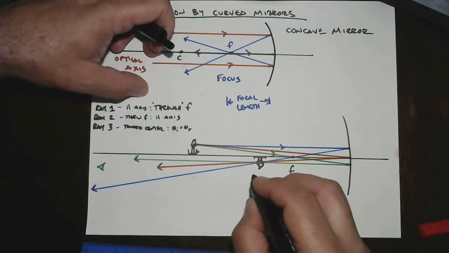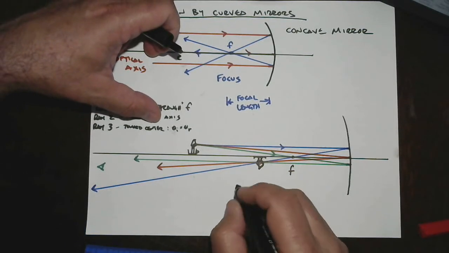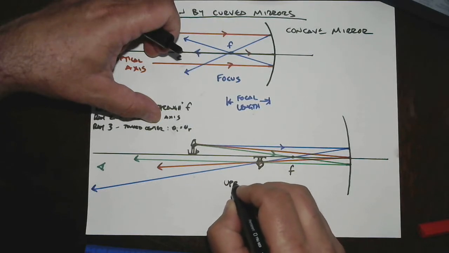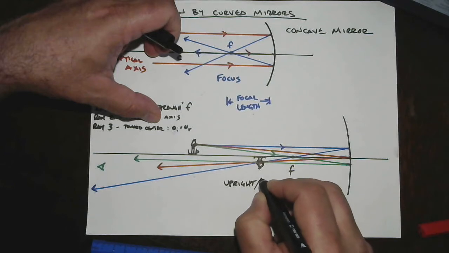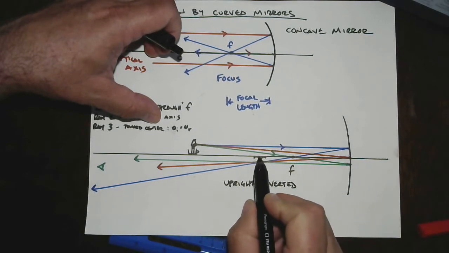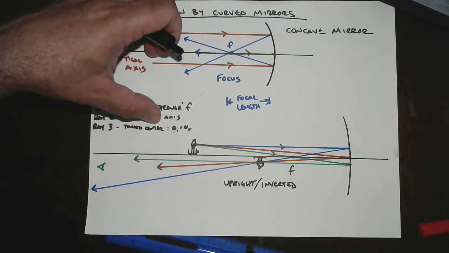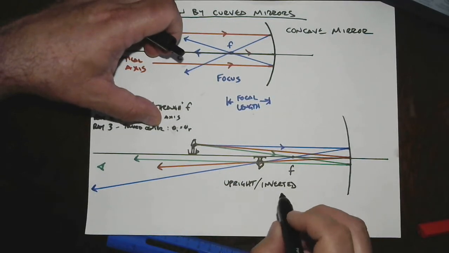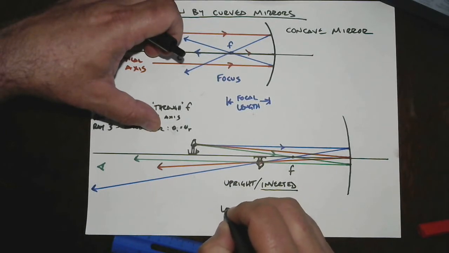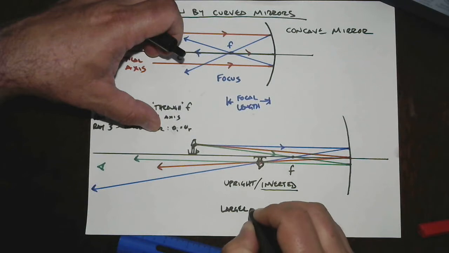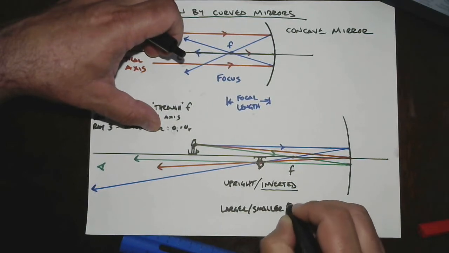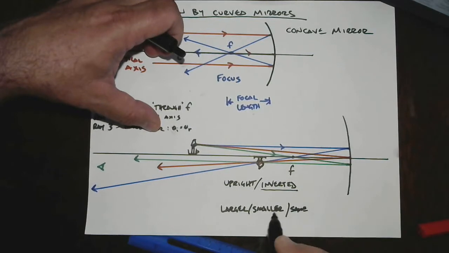So there are some words that are used here. First of all, you can either have an upright or inverted image. In this case, because the crossing happened below the optical axis and the object was above the optical axis, we have inverted. And then you can have larger, smaller, and sometimes you get the same size. And in this case, it sure looks like it's smaller.